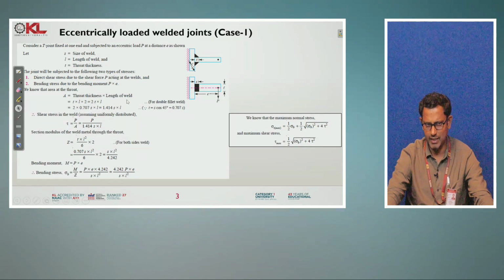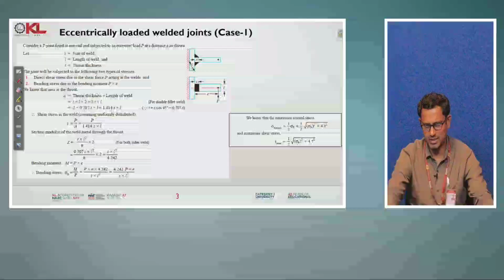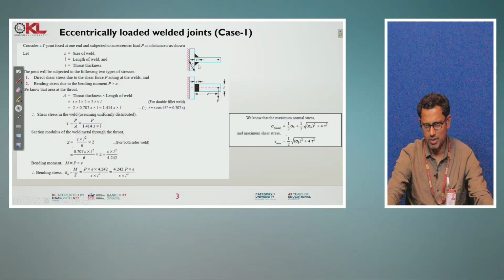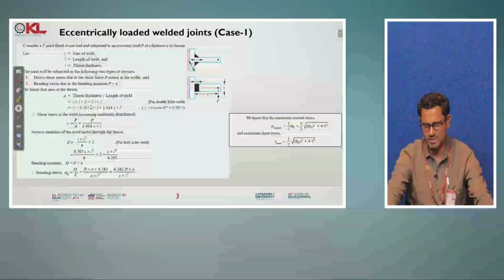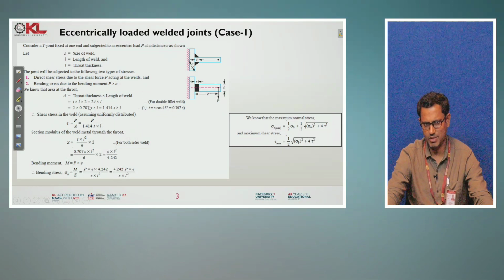We know that the weld area is nothing but throat thickness into L. So it is given by 2 times T into L, because it is a double transverse weld. This throat thickness value is given by 0.707 S, where S is your leg size or weld size. So you will get this A, and because of this applied load P, first you will get the direct shear stress, and second, because of P into E distance, you will get the bending moment.